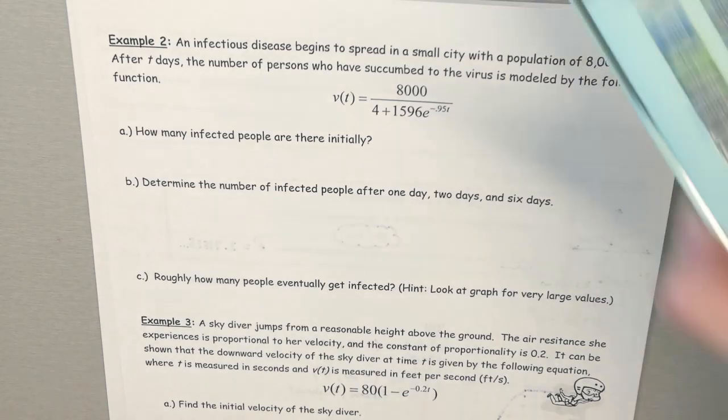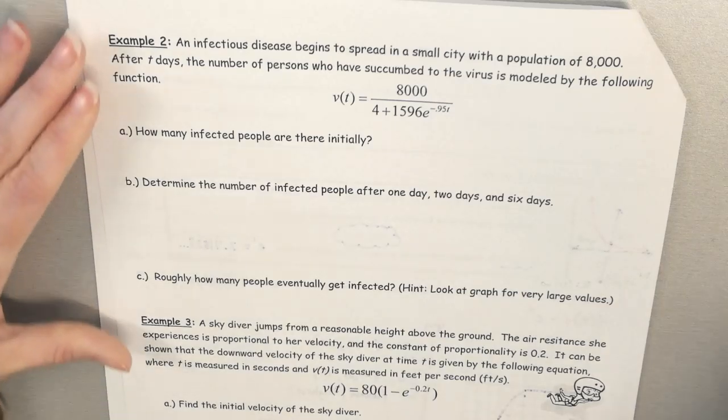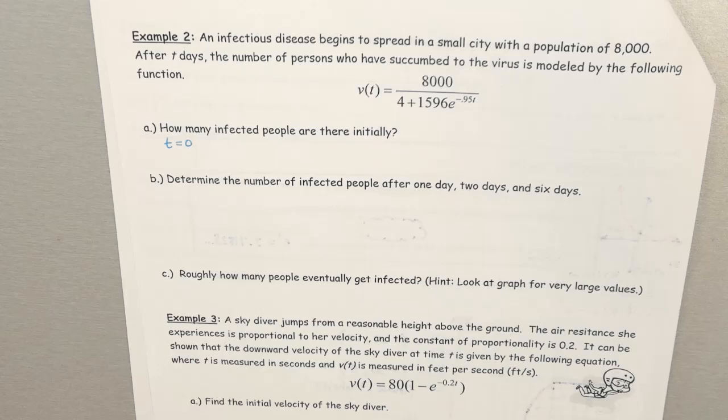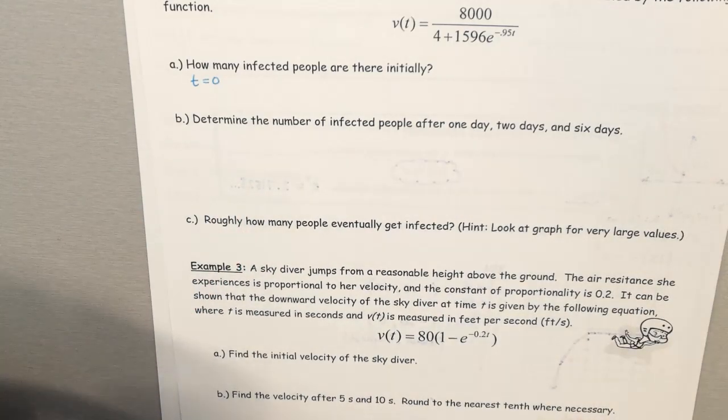Whenever you're trying to find an initial value, that's going to be at the time when t is 0. So what we're going to find is v of 0.